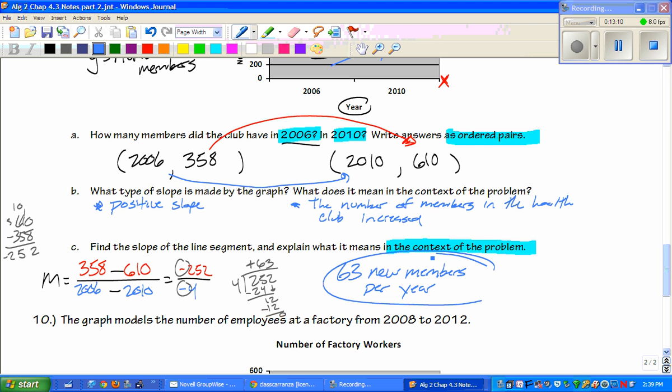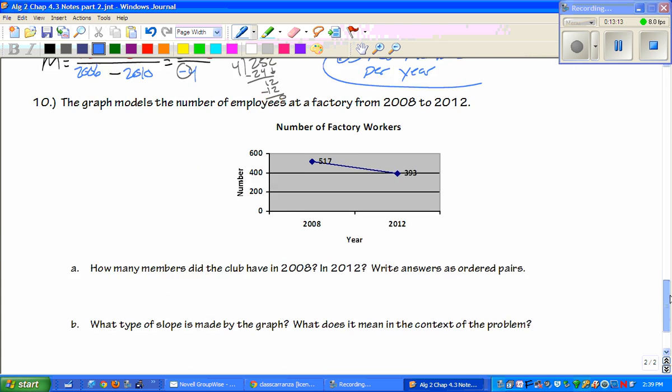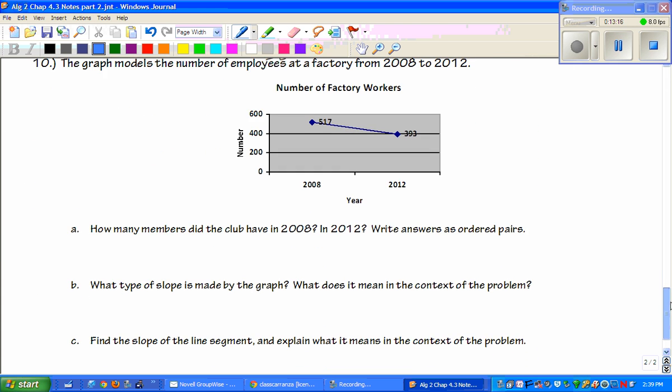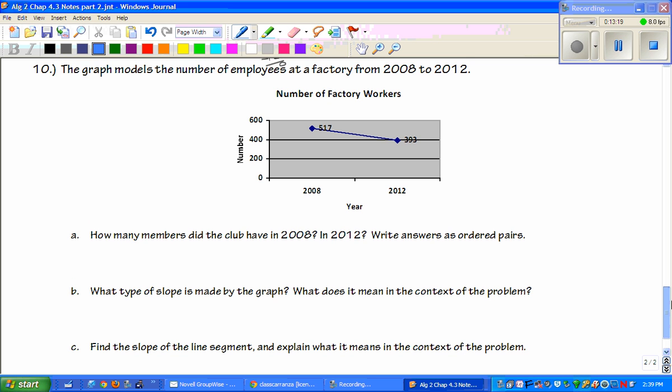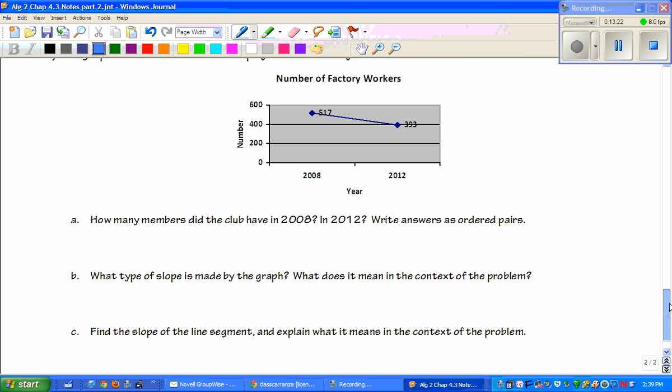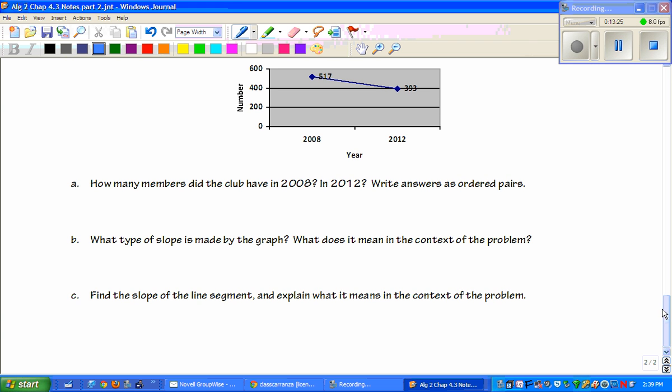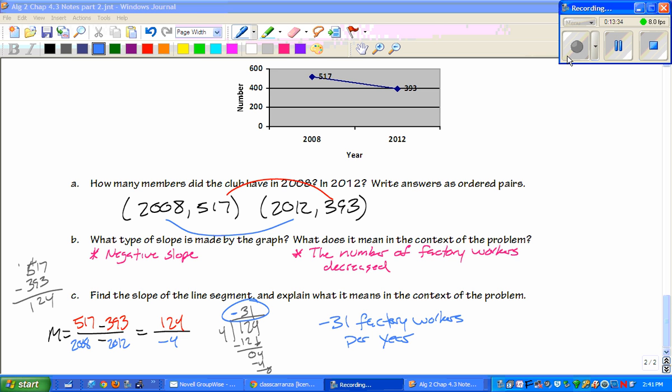Okay. Now you're going to do the same exact thing, except you're going to apply it to this one. The graph models the number of employees at a factory from 2008 to 2012. You guys are all on your own. Go ahead and pause the video and let's see how you do. Okay, so for part A, all you had to do was to find the points, 2008 and 517, and then 2012 and 393. What type of slope? It's a negative slope because it's going down. And in the context of the problem, it means the number of factory workers are decreasing.